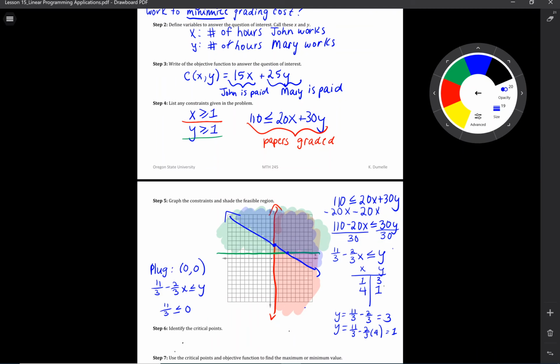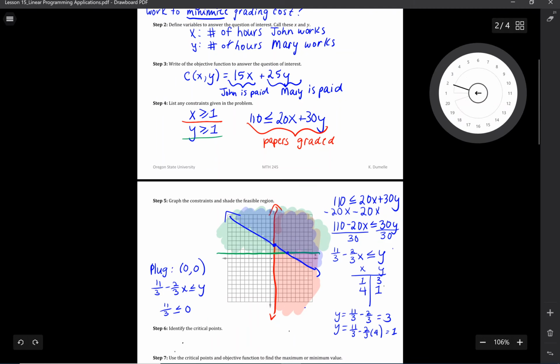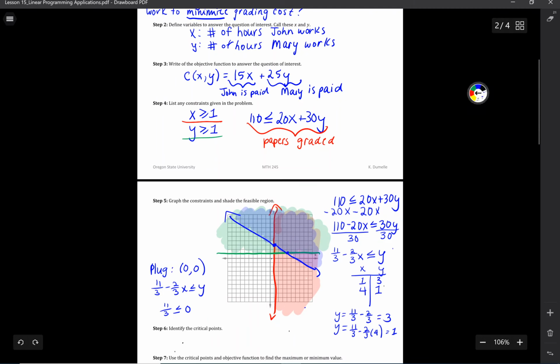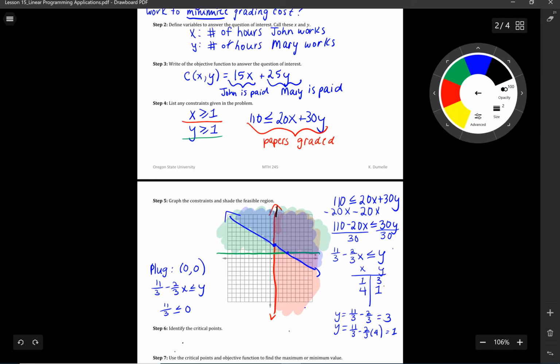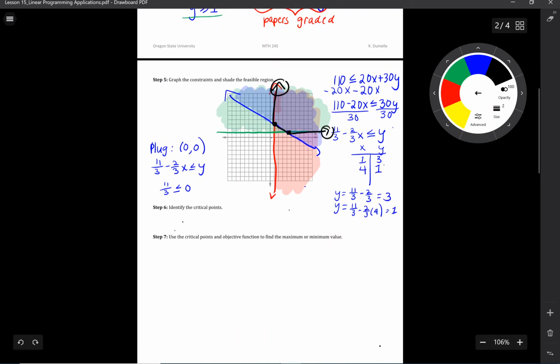So I can see that my feasible region, now that I have graphed all of my constraints, is this guy right here. So I go forever up and forever out. My only two critical points are this guy and this guy. And in this case, they're pretty easy to find.